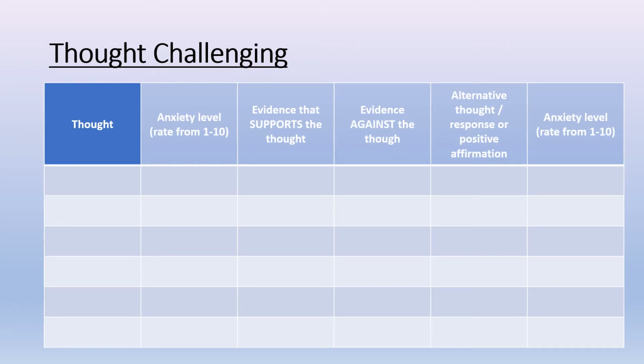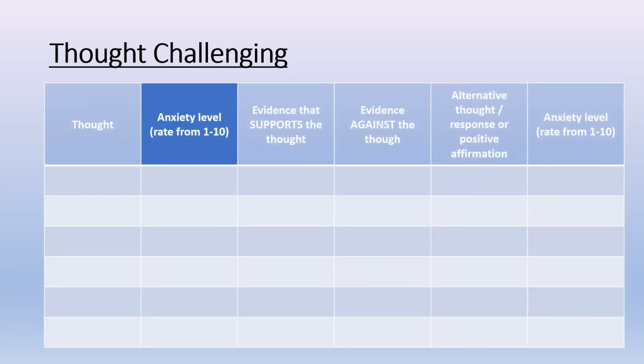You can challenge your thoughts by using the following process. 1. Identify the thought you are having. When you are worrying, a useful question to ask yourself is, what's the worst thing that could happen? Or what am I really worried about? 2. Then ask yourself, how anxious does this thought make me feel? It can be helpful to rate your anxiety on a scale of 1 to 10.